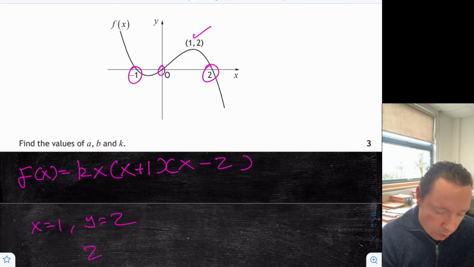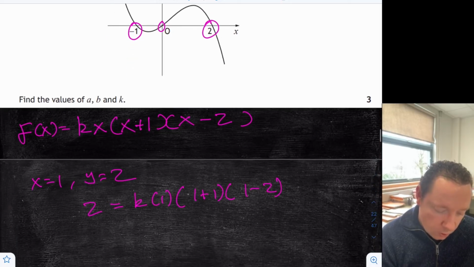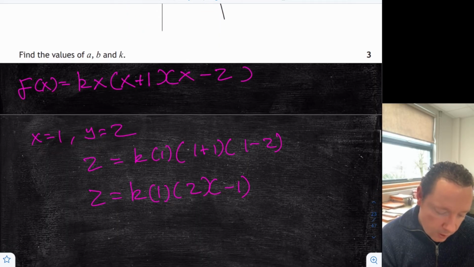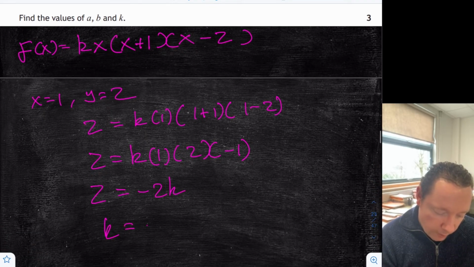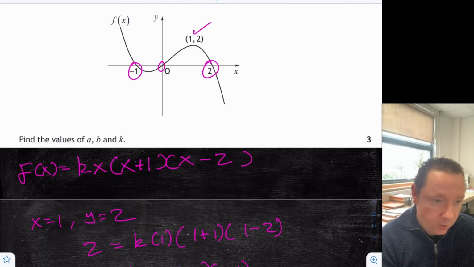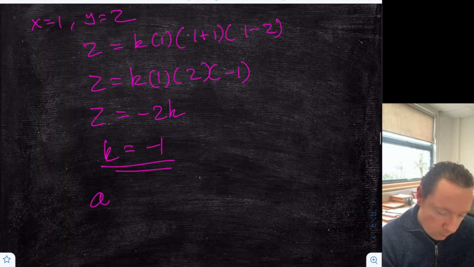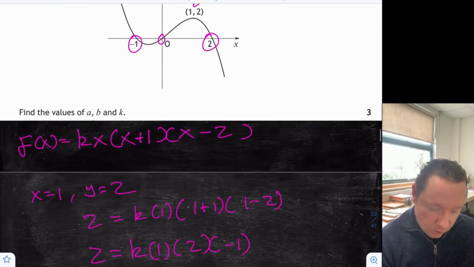So we get 2 equals k times 1, 1 plus 1, 1 minus 2. So 2 equals k times 1 times 2 times, 1 minus 2 is minus 1. So 2 equals 2 times minus 1 is minus 2, minus 2k. So k equals minus 1. a was equal to 1 and b minus 2.